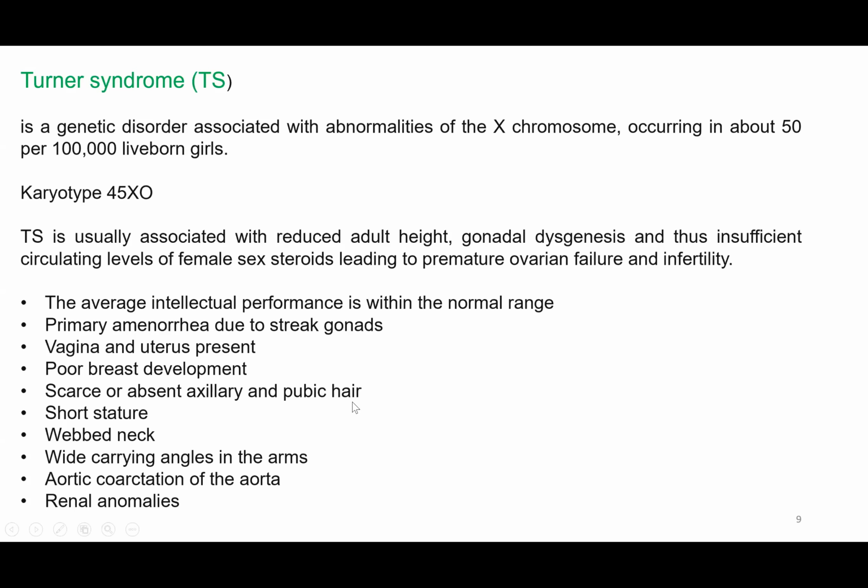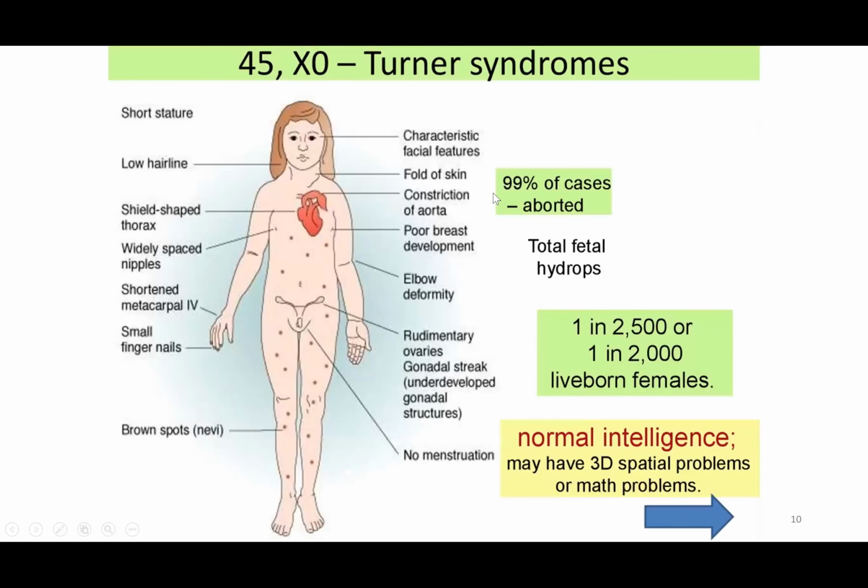Those will benefit from hormone replacement therapy. They can get pregnant by oocyte donation and hormonal support during pregnancy. They may also complain of other associated disorders such as coarctation of the aorta and renal anomalies. 99% of cases of Turner syndrome are aborted during early pregnancy. Those who continue will be 1 in 2,500 cases, and their IQ is usually normal.